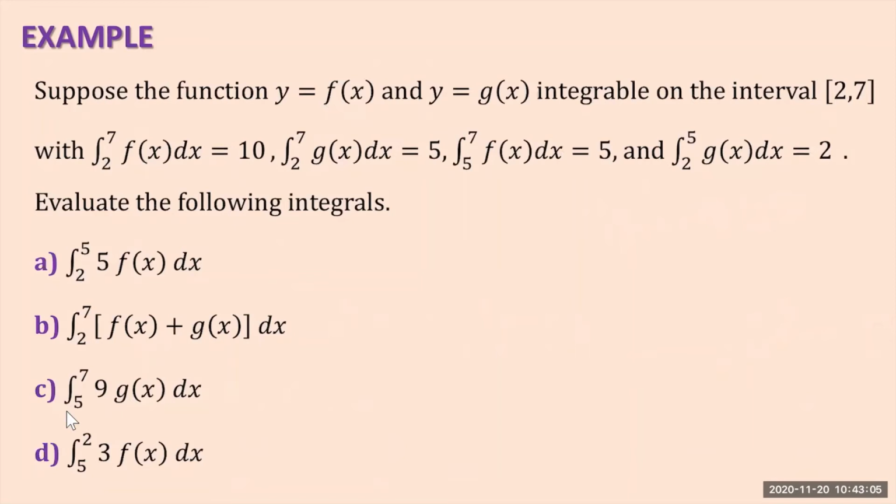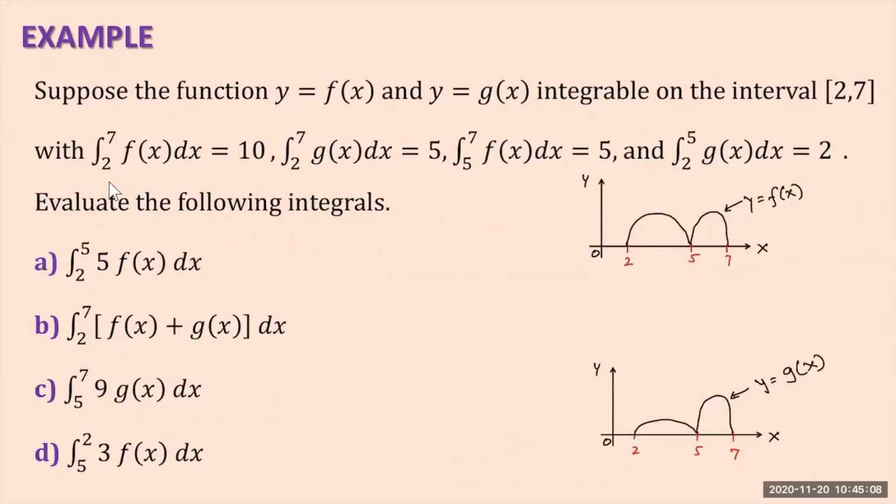So first, what I'm going to do is I'm going to represent function f of x and g of x and these integrals using a diagram. Here for the function f, the integration from 2 up to 7 is 10. That means the total area from 2 up to 7 is 10. And also here from 5 up to 7 is 5. So the area from 5 up to 7 is 5. We can label that area, that is 5. This area is 5. And also the total area is 10. So meaning of that is the area from 2 up to 5 is also 5. Because 5 plus 5 will make a total area of 10.